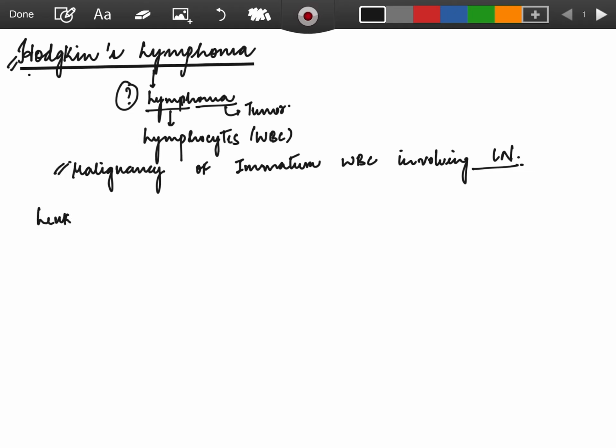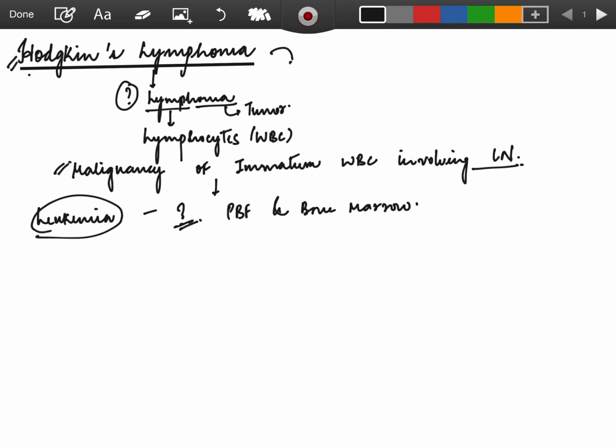So what is leukemia? There is a slight difference between leukemia and lymphoma. Leukemia is the same, that is a malignancy of immature WBCs, but it involves the peripheral blood film and the bone marrow. And lymphoma involves the lymph nodes.